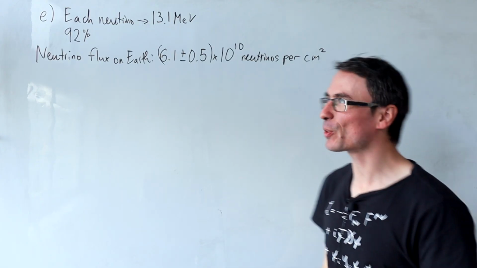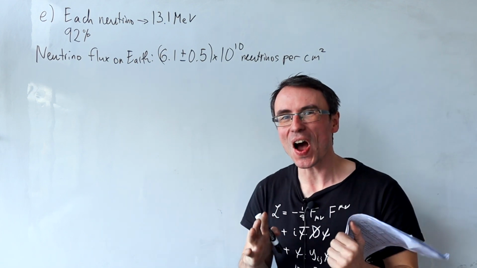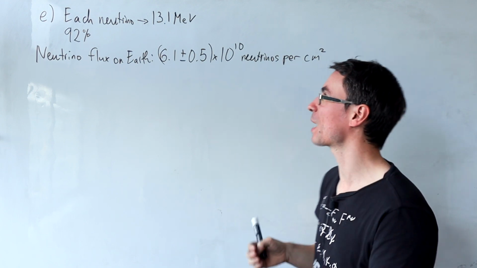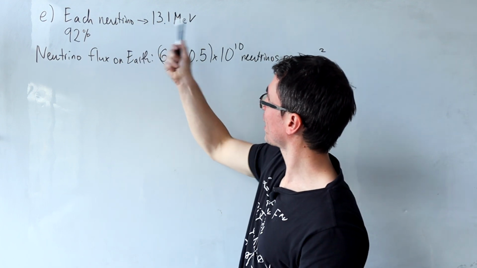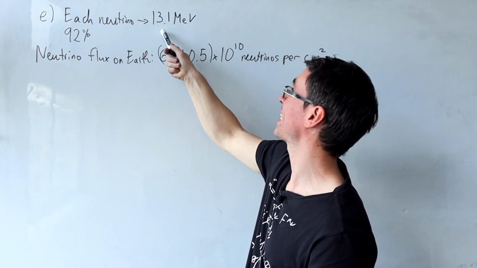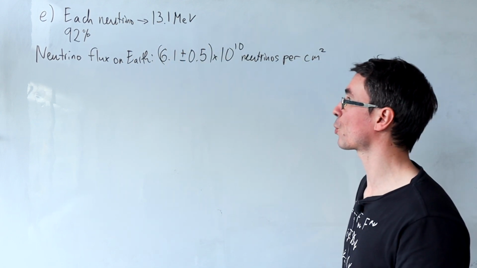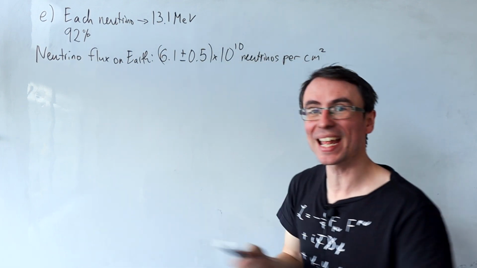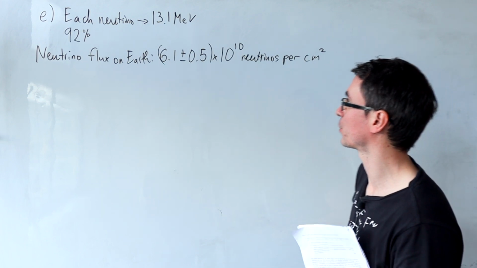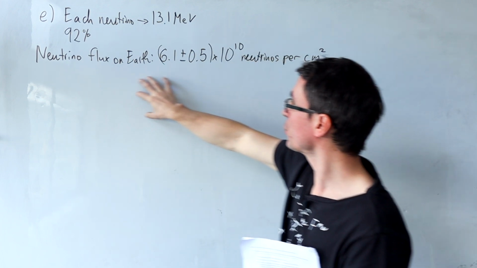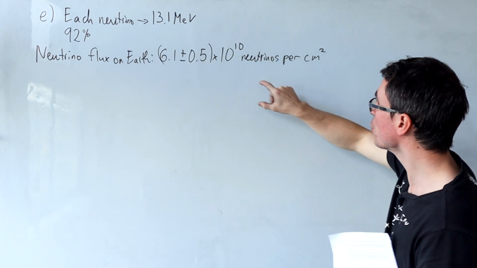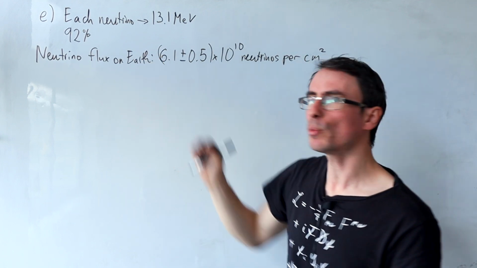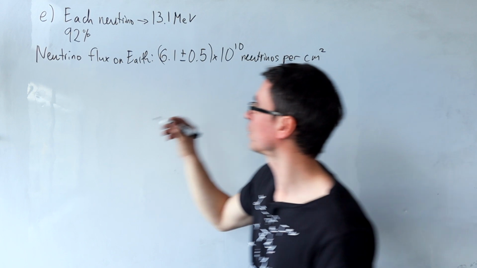The final part of this question is about neutrinos. Neutrinos hardly interact with matter, which means that we can learn a lot about the sun over time by studying them. Each neutrino corresponds to an energy of around 13.1 mega electron volts, and the ones detected on Earth are responsible for 92% of the sun's energy output. We're also given the flux of neutrinos on Earth, which is a pretty large number per square centimeter. Let's work out 92% of the solar luminosity.